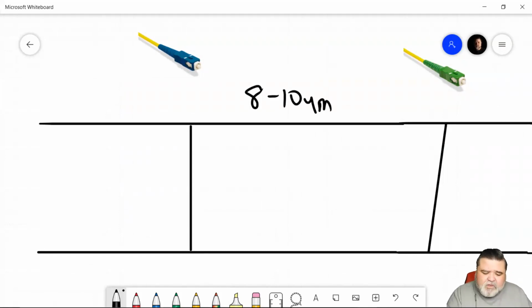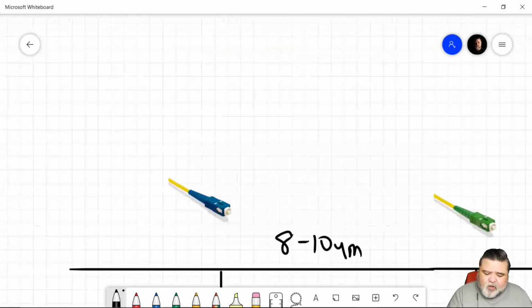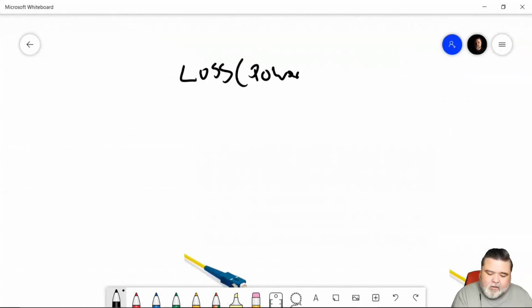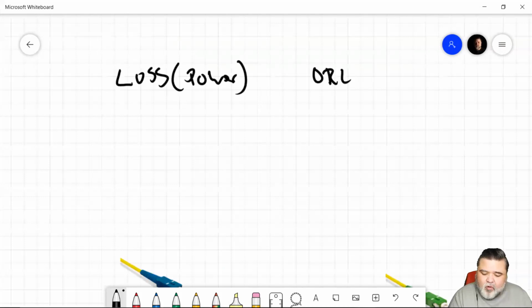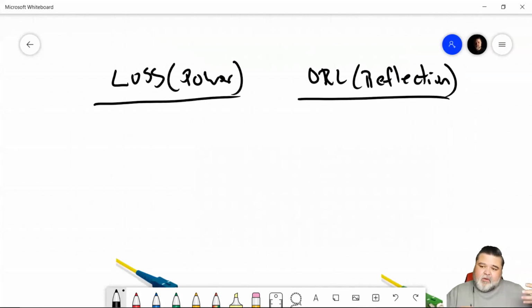And there are two critical parameters that we're going to look at primarily when we start looking at the results. One is going to be loss, or power. And the other is going to be ORL, or reflection. We'll talk about the difference between the two, but these are the two critical parameters that we care about, loss and ORL. So when we start looking at the results, these are two things that we look at very closely.